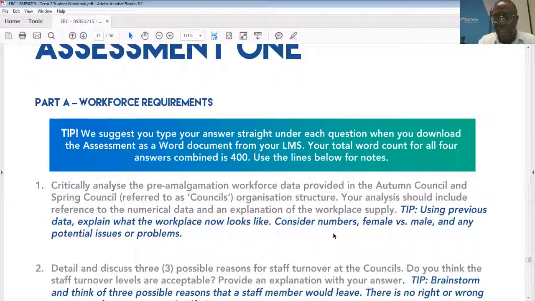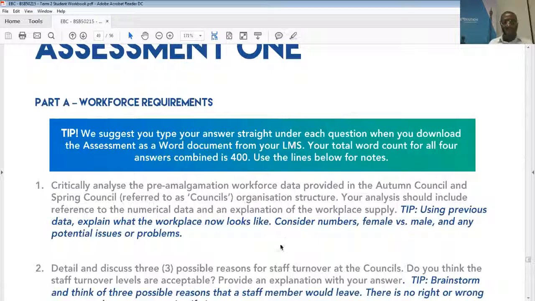We also want you to understand what amalgamation means. Amalgamation means the merger, the coming together of these two councils. When two councils come together, that's called amalgamation. Companies do mergers, two or three companies, maybe they share resources, maybe they want to strengthen themselves, and they do this for different strategies. So that's what we want.